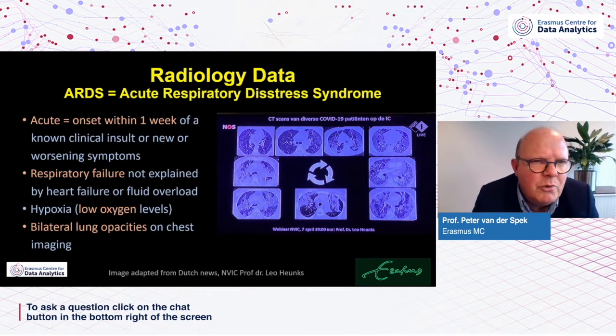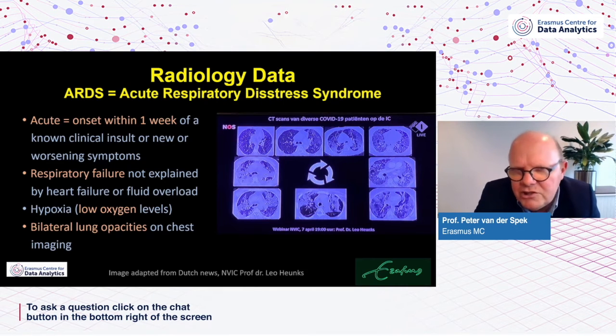It's an acute problem, and that acute problem seems to be triggered by a cytokine storm. A cytokine storm is basically a trigger of your immune responses, which go through the roof due to the invasion of the virus. So that causes quite a lot of damage.